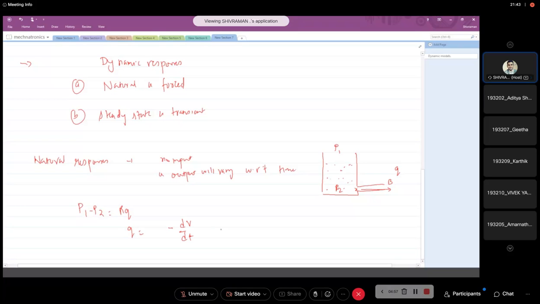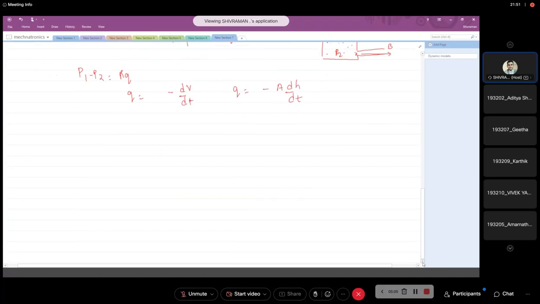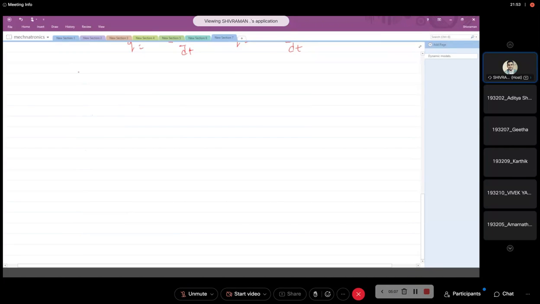So Q is equal to minus dV by dt, so Q is equal to minus A dH by dt. And P1 minus P2 can be replaced as H rho g, which is equal to minus R A dH by dt. Okay, so basically H rho g plus A R dH by dt is equal to 0. So this is the natural response of the system.